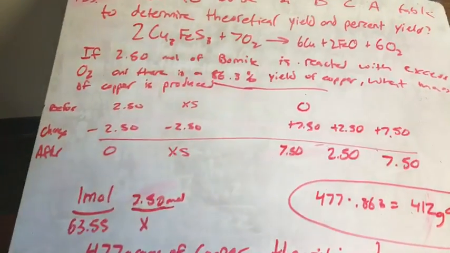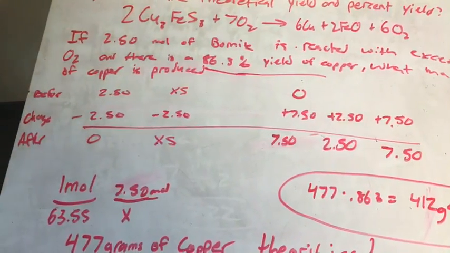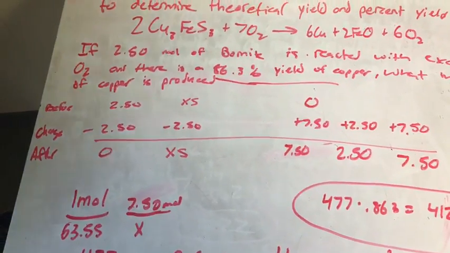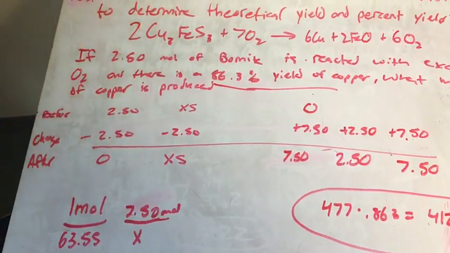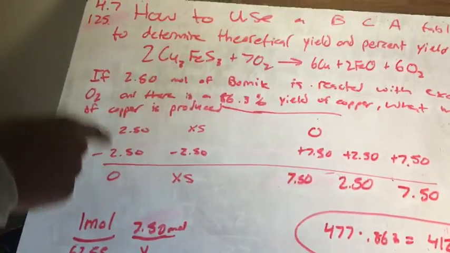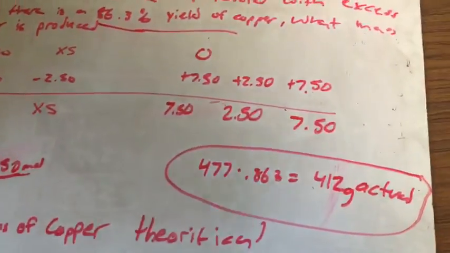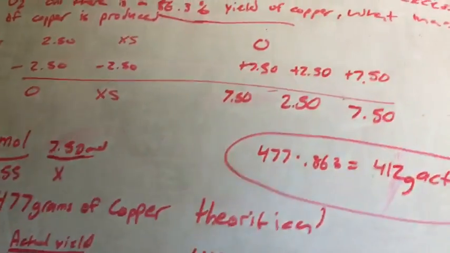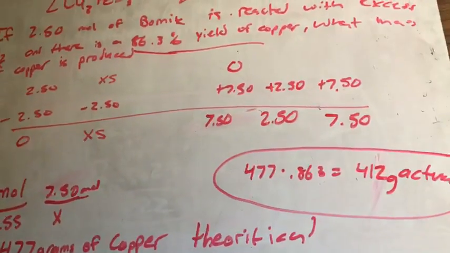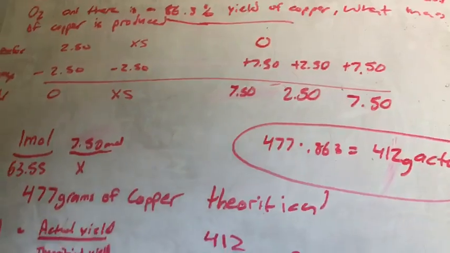You use the coefficients in front of the balanced equation to find the other moles of the compound. So 2.50 divided by 2 times 6, 7.50 moles of copper, which is the only moles we really need for this question. So then we set up a proportion.